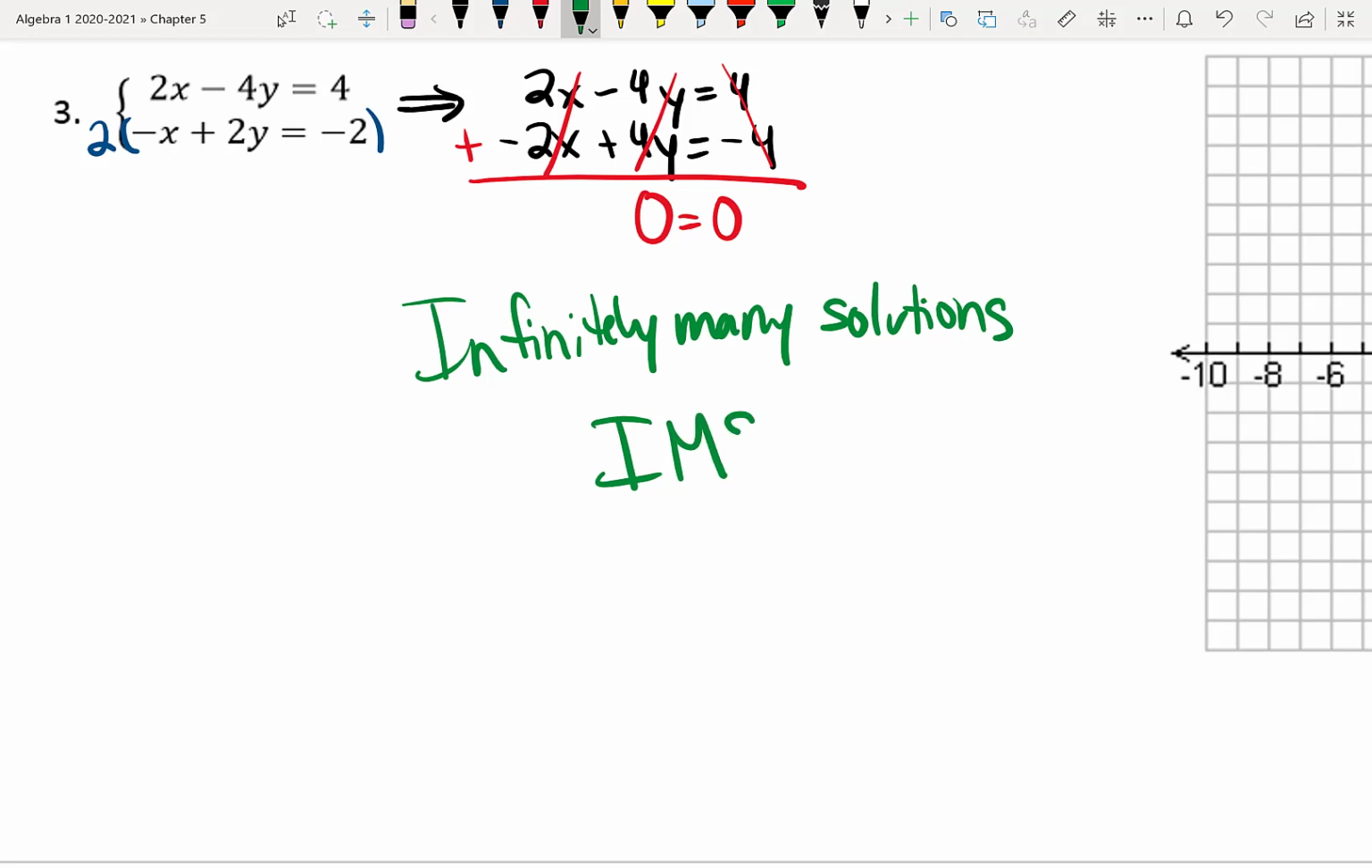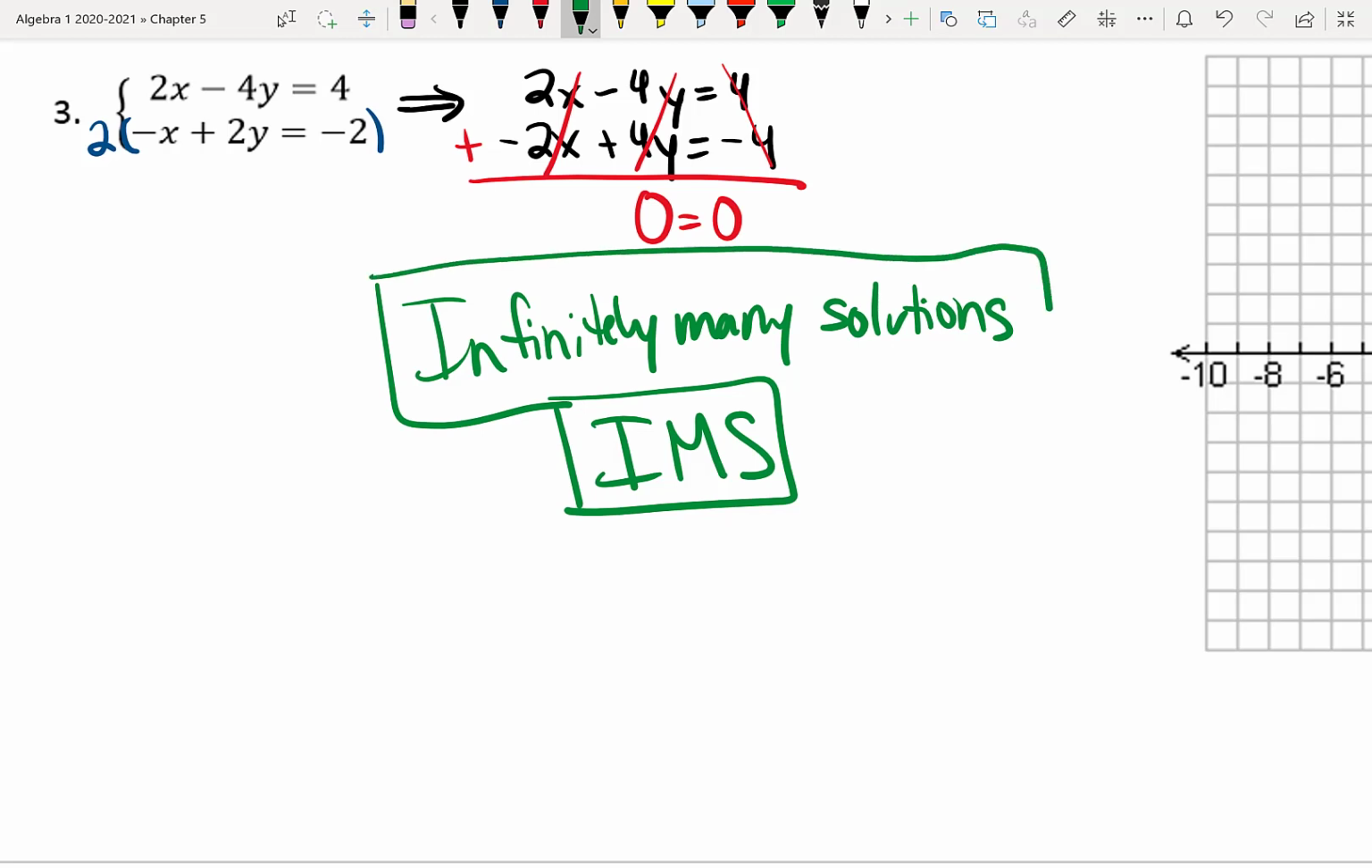IMS is what I usually abbreviate it to. Most people struggle with spelling infinitely in the first place, so IMS is perfectly acceptable. Plus, it's 3 letters versus however many that is. I'm not going to count.